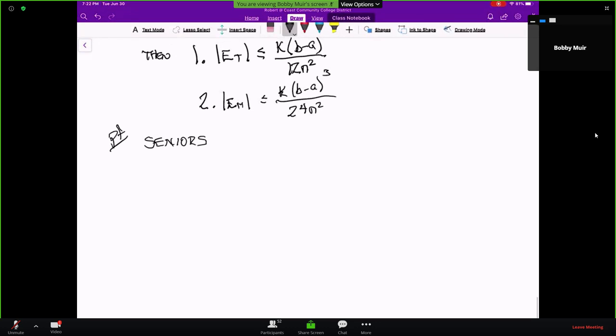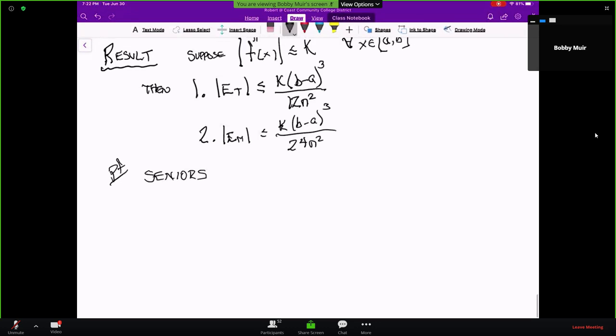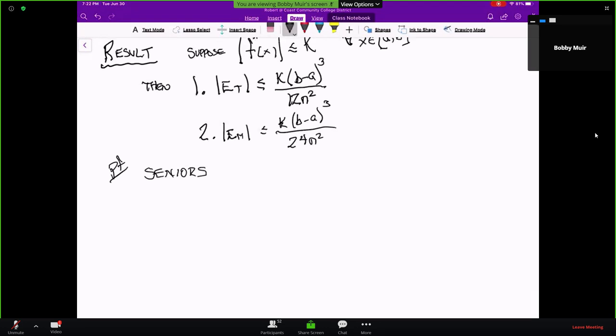Okay. So let's look at our trapezoid rule and our midpoint rule and see what happened. Okay. So our function is 1/x.